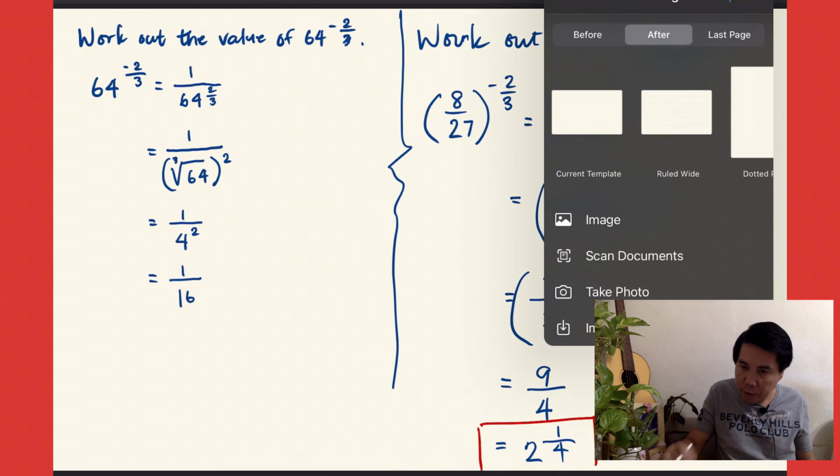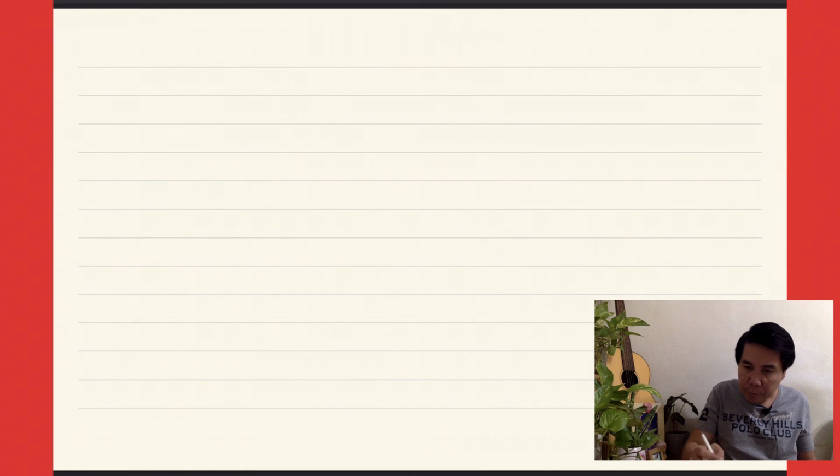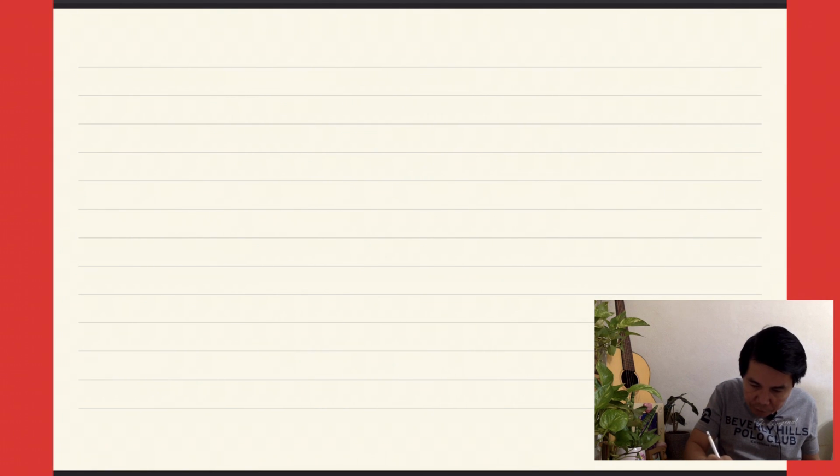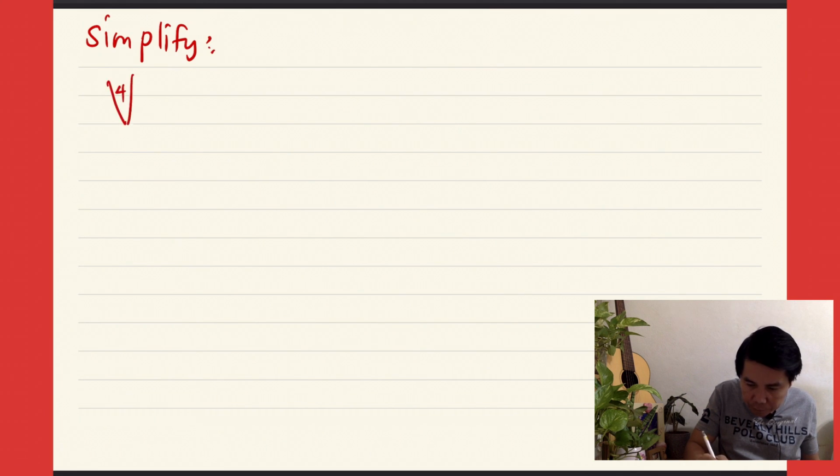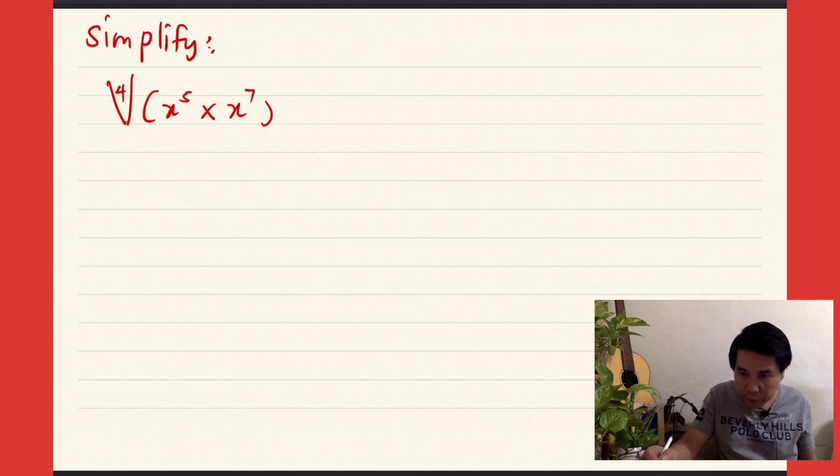What about if we simplify this one? Let's simplify this. We have the fourth root of x to the 5th times x to the 7th. So what do we do with it?